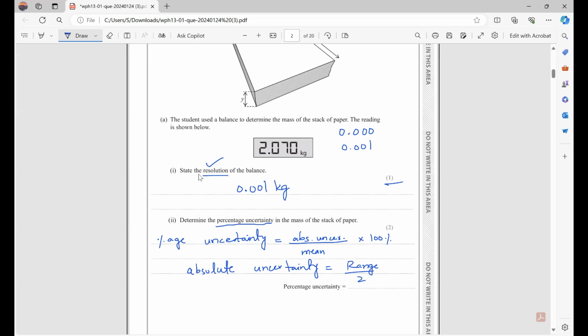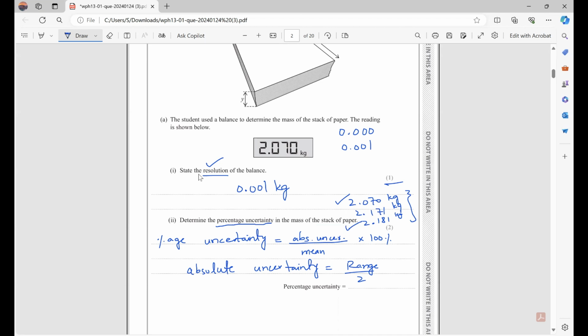Another way they could have phrased this question was if they provided you different masses. So they told you 2.070, 2.171, and 2.181. They provided you 3 different masses and then asked you to find the percentage uncertainty. In that case, the range would just equal the highest value minus the lowest value. So you just subtract 2.070 from 2.181. But this is different. You don't have the absolute uncertainty given. You don't have a range of values. So the range is just equal to the resolution of the balance, which is this value.